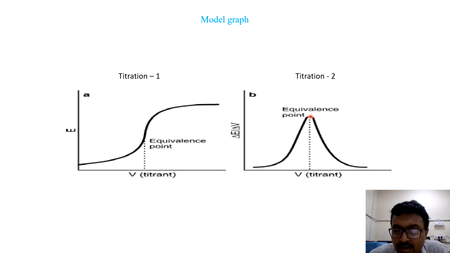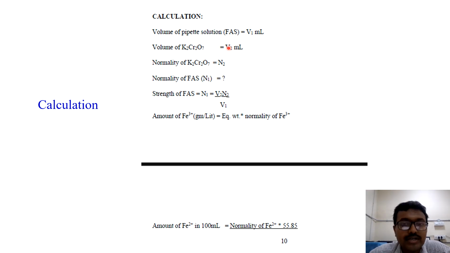If we draw a line parallel to the y-axis from the peak, that line will cut the x-axis at some point. That is the volume of potassium dichromate required to titrate the iron 2 plus solution. This value we put here, that is V2. And we know the normality of potassium dichromate. So based on this V1 N1 = V2 N2 calculation, we can get the normality of the iron 2 plus solution. Next, we can easily calculate the concentration using the normality.